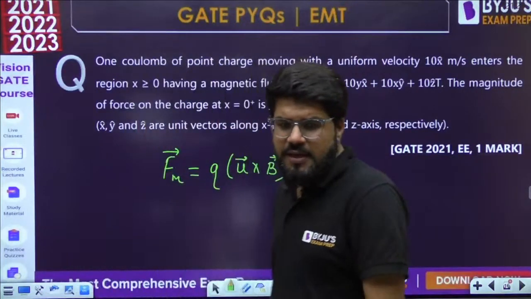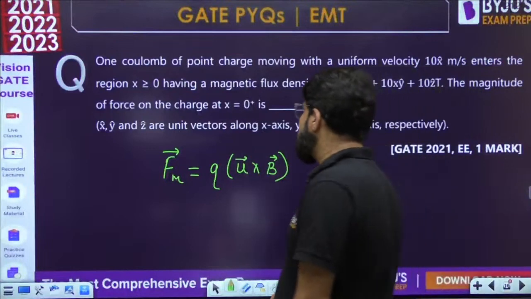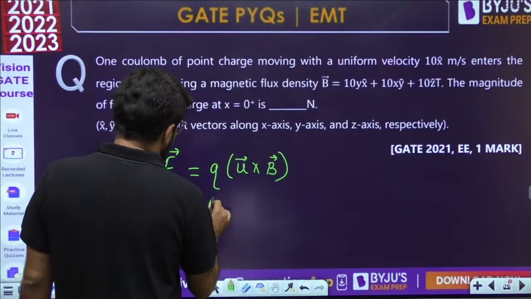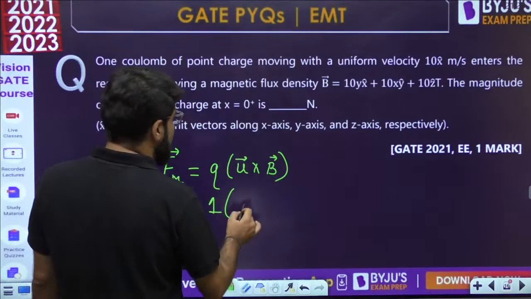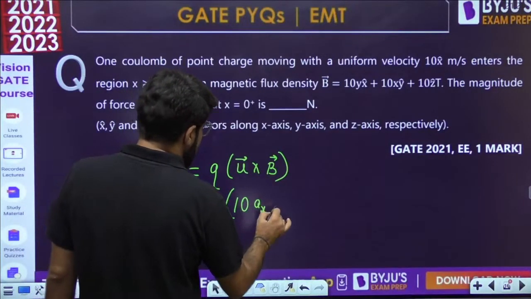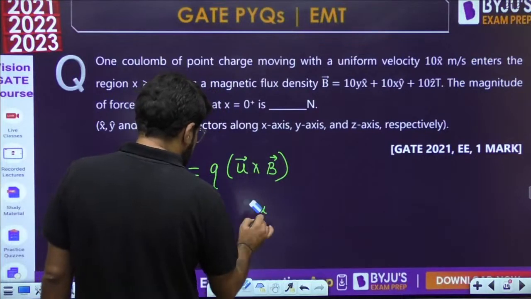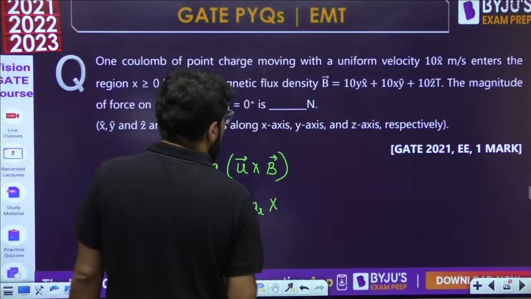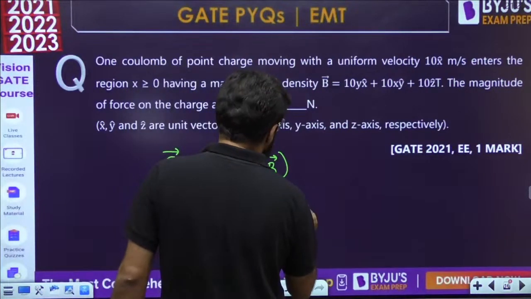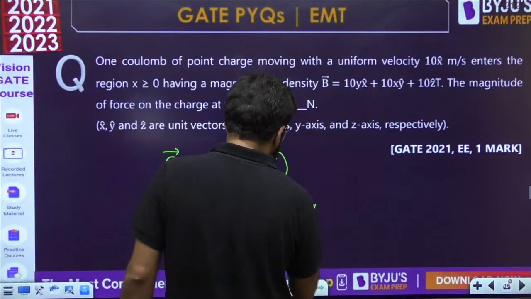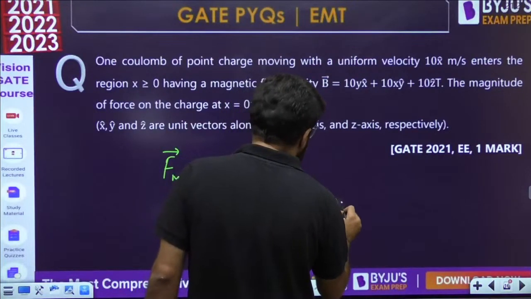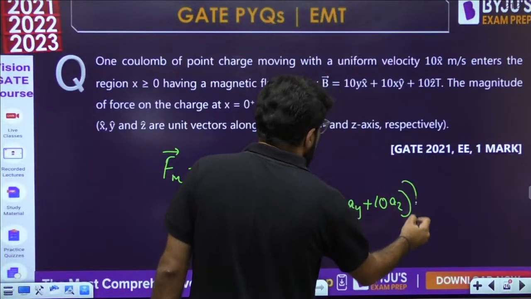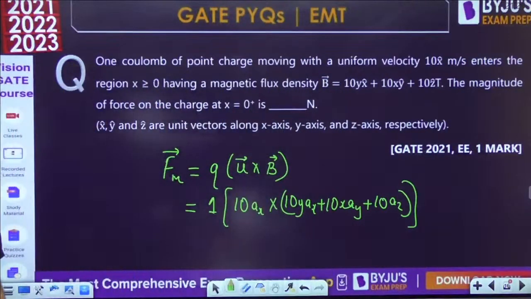Anybody with the answer? Simple question only. Fm is equal to Q into U cross B. So the charge onto which you are calculating the force is simply 1. The velocity is in the x direction, so that is simply 10 ax. Cross product with B, which is 10y ax plus 10x ay plus 10 az Tesla, the flux density, Weber per square meter.